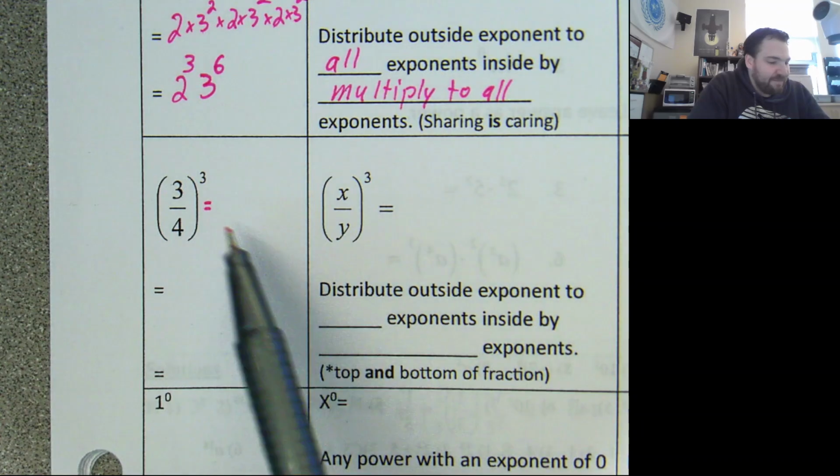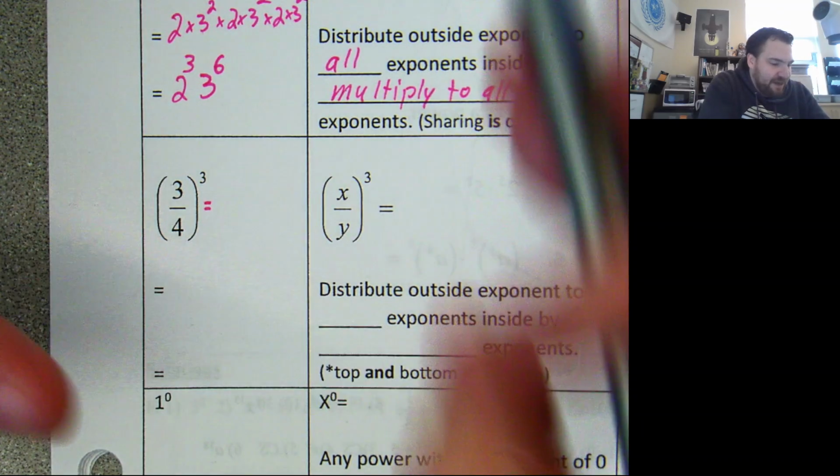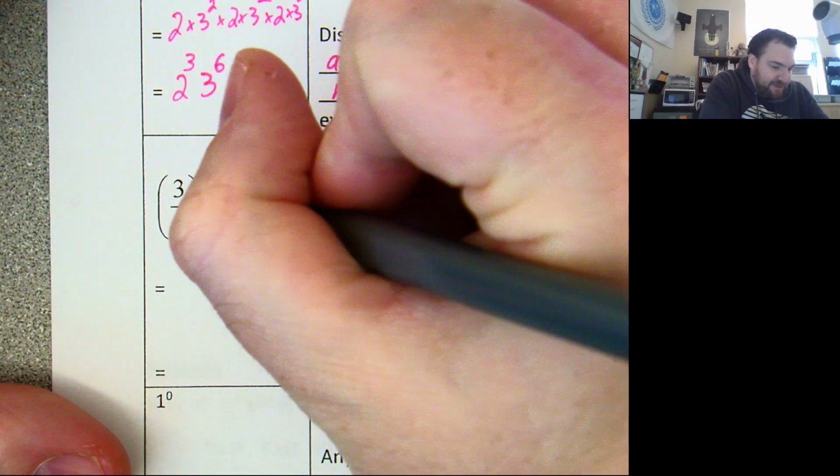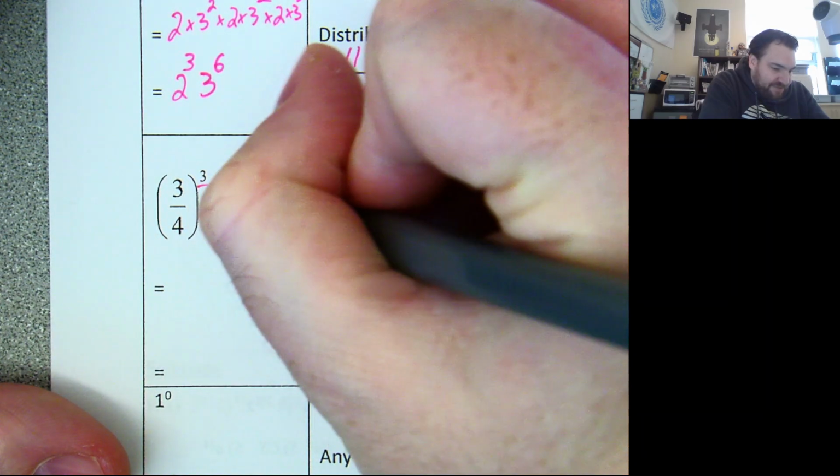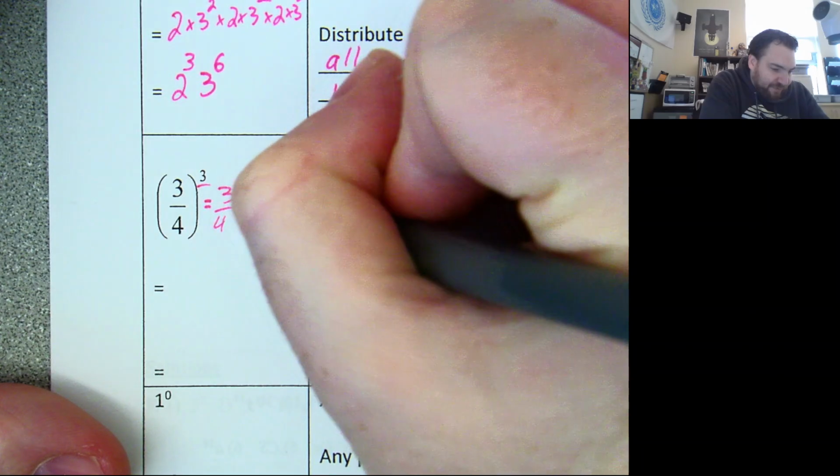When I've got a fraction, cubing something, when I'm cubing something, it means to multiply it by itself this many times. So it's 3 over 4 times 3 over 4 times 3 over 4.